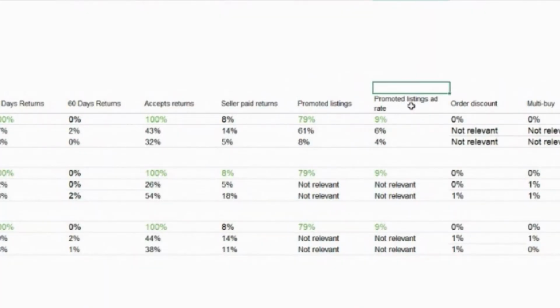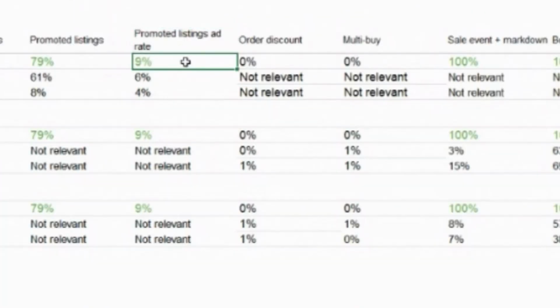Promoted listing rate. I think this is interesting. I'm averaging a 9% promoted listing rate for this category. Now, in this particular case, sellers in the top 10% of impressions are at 6%. Sellers in the bottom 10% of impressions are at 4% on average. And this report, when you click into the different category tabs, will tell you what your competition is promoting at. It's a very, very powerful tool.